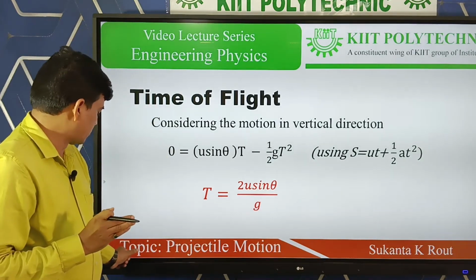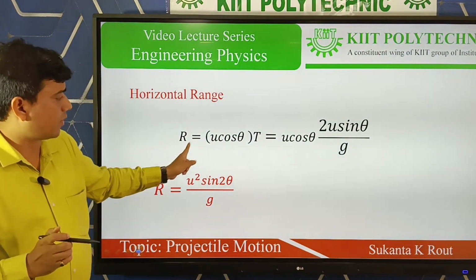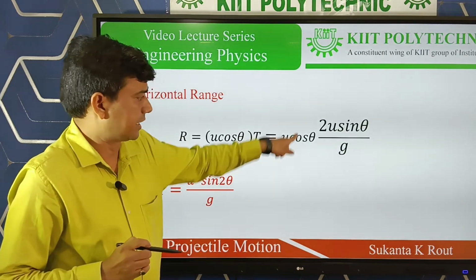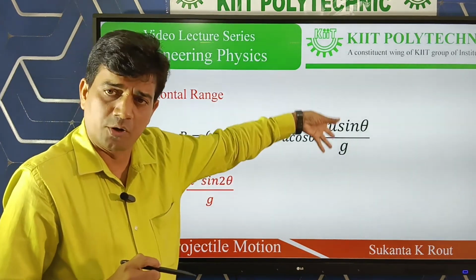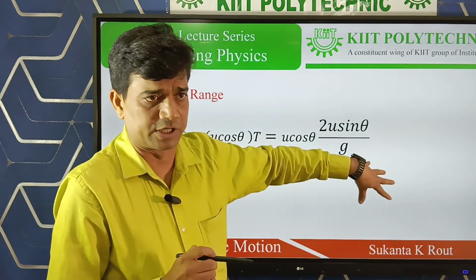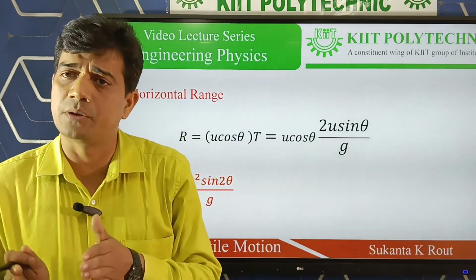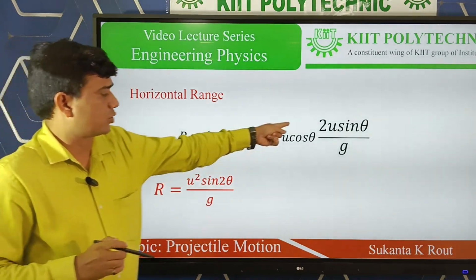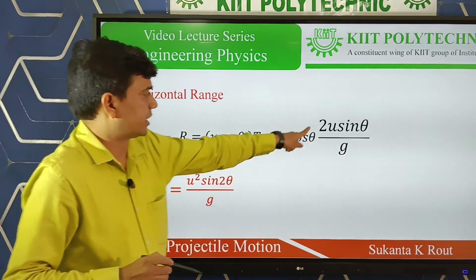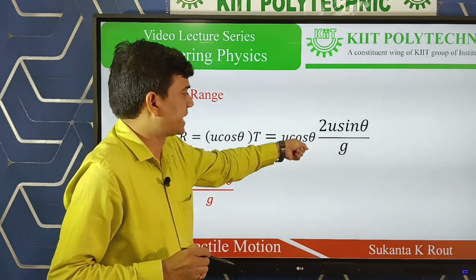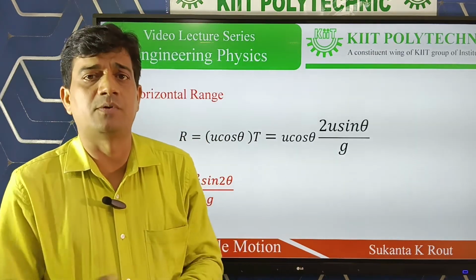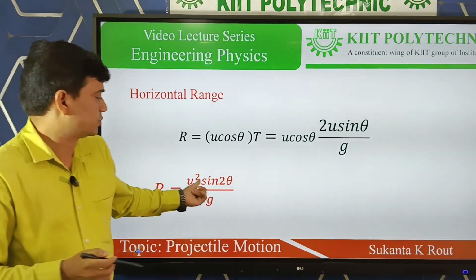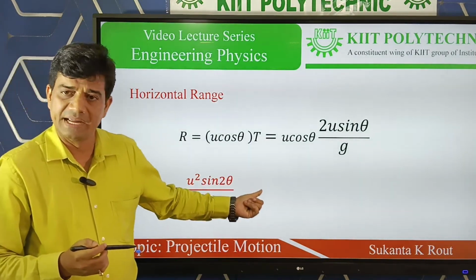Now you put this: R equals u cos theta into t, that is u cos theta into 2u sin theta by g, because that is the expression for the total time taken by the projectile to reach the ground from the point of projection. So R will be u cos theta into 2u sin theta by g. You just see, that will be u squared times 2 sin theta cos theta. Students, you already know this formula, 2 sin theta cos theta is nothing but sin 2 theta. So that will be u squared sin 2 theta by g.